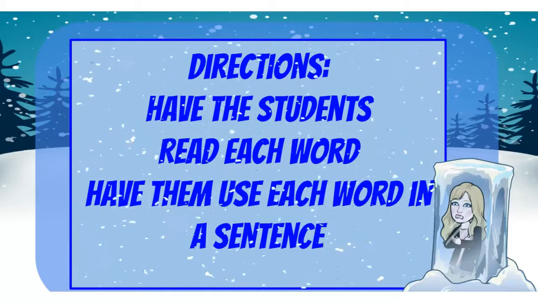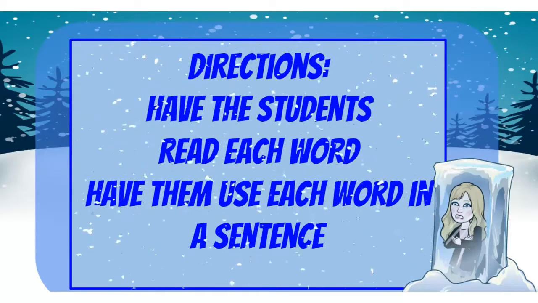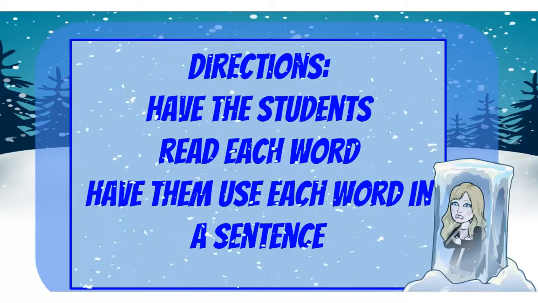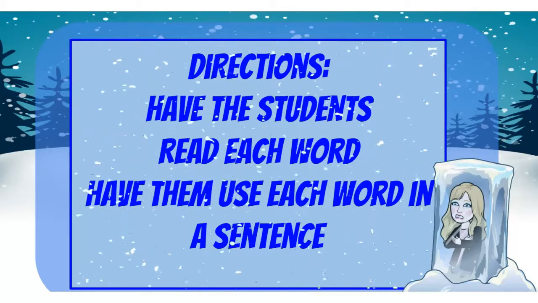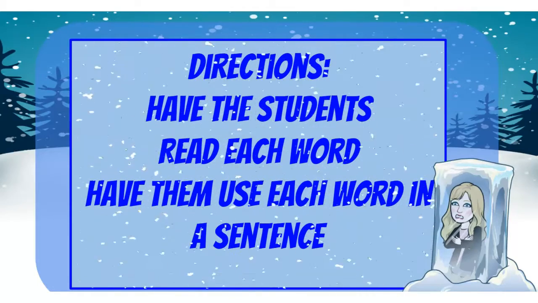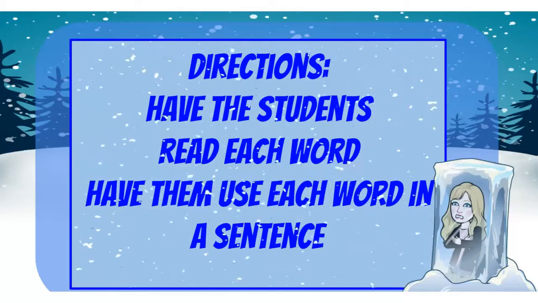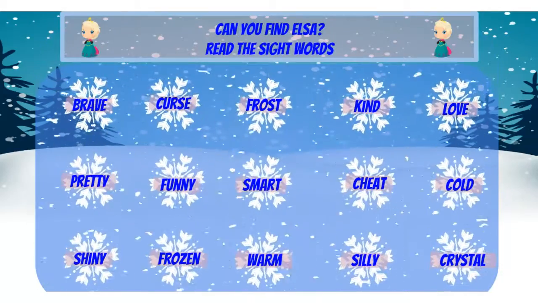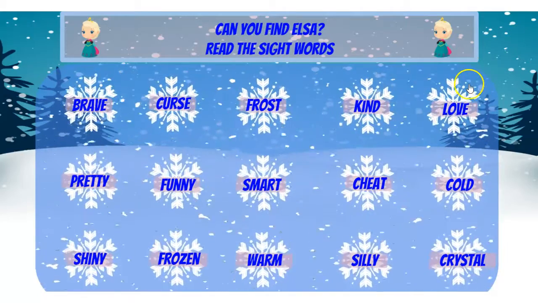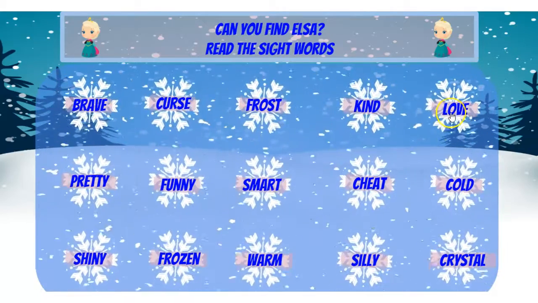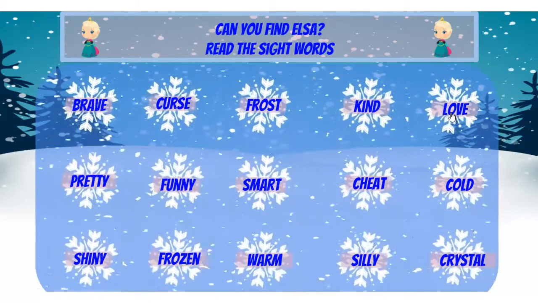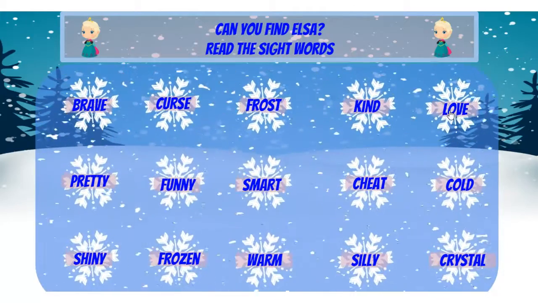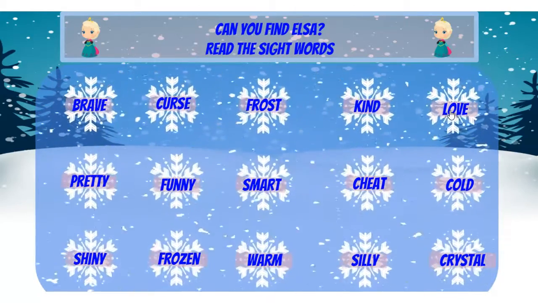We'll go to the next slide, and this is what you do. You have the students read each word. Then they're going to have to use the new words that they find in a sentence. So have them use each word in a sentence before they can select the snowflake. For example, let's say I want the word love. I will read it. You can even have them spell it, and then use it in a sentence. I love my teacher, and then they will select.